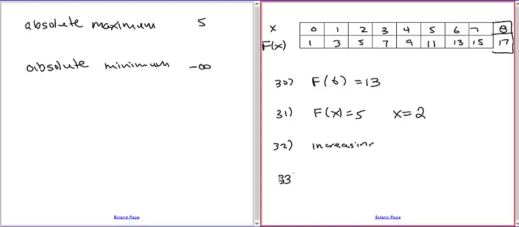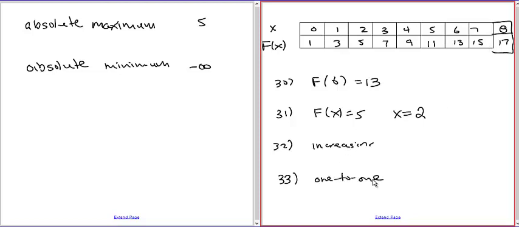33. Is the function represented by the graph 1 to 1? Yes, because for each value of x, there's only one value of y. There's no repeats with f of x, and there's no repeats with x. So yes, 1 to 1.